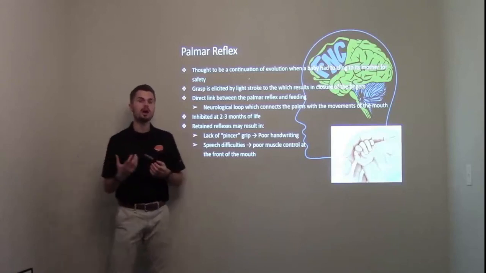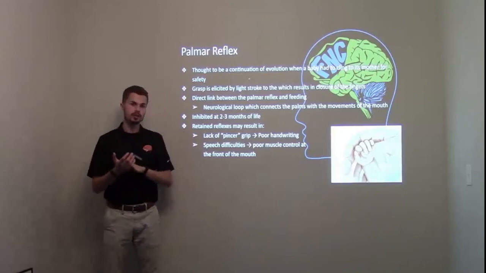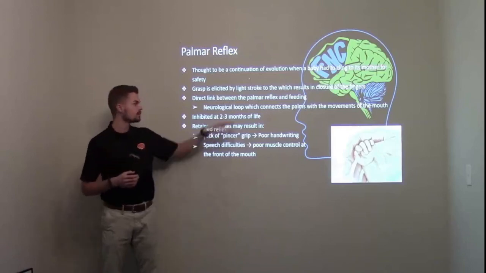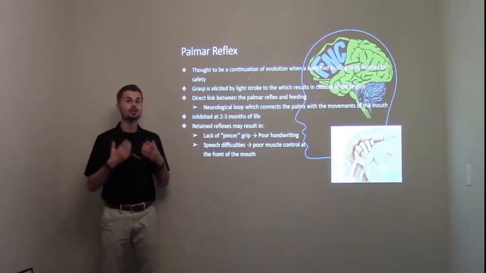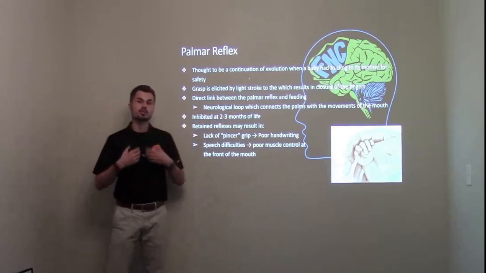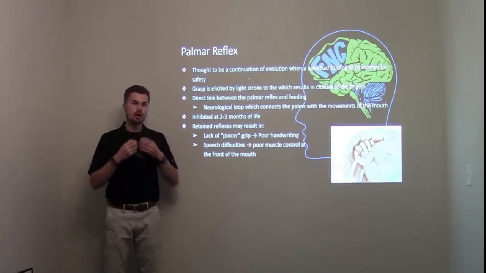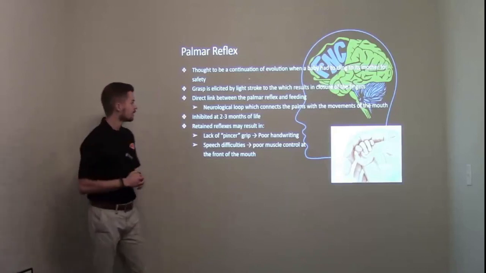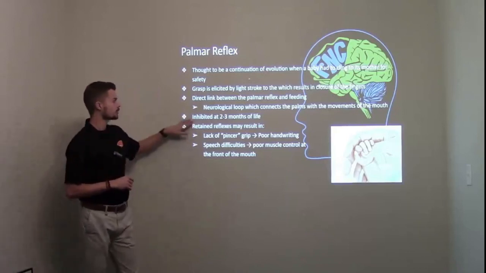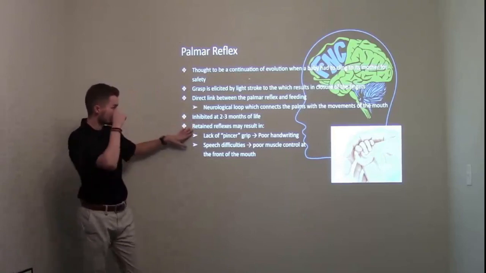They share a lot of connections together, and inhibiting or activating this palmar reflex in early stages of your life is going to activate those same neurological pathways that create activity and movement in your mouth, so you can start speaking and have appropriate movement of your jaw and mouth so you can eat. It should be inhibited at 2 to 3 months of life, and retained reflexes may result in the lack of a pincer grip.